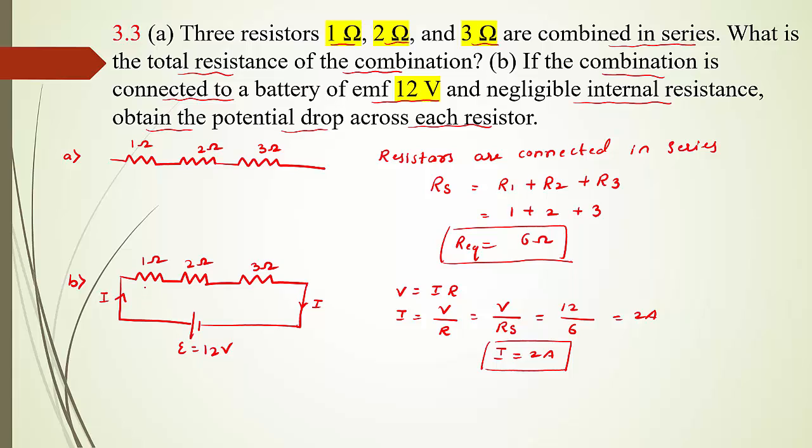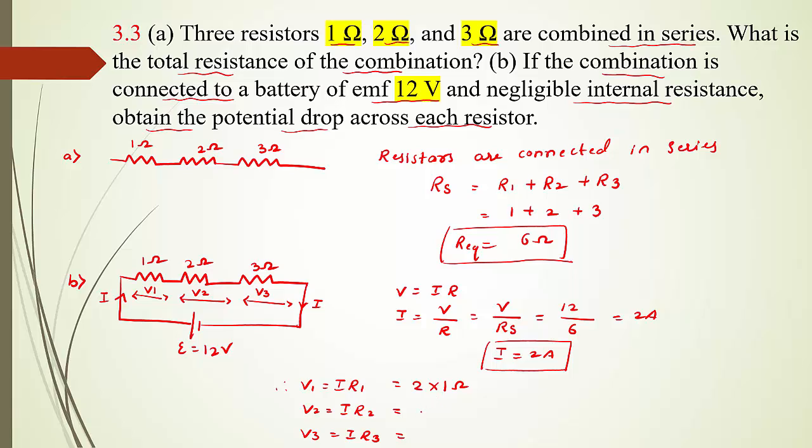Now let us consider V1 is a potential drop across the first resistor, V2 is a potential drop across the second resistor, V3 is a potential drop across the third resistor. So now we can write the equation V1 equal to IR1, V2 equal to IR2, V3 equal to IR3. So these equations we can use to find potential drop across each resistor. Now easily you can substitute the value. What is the value of I? We got 2 ampere. R1 is 1 ohm.